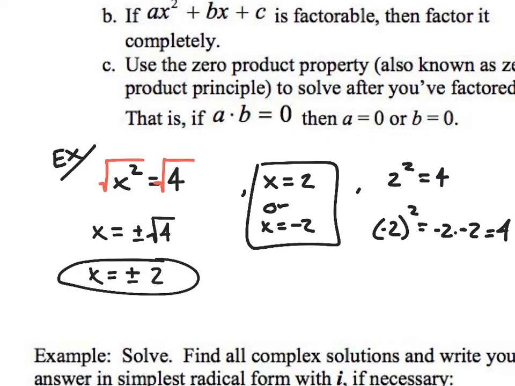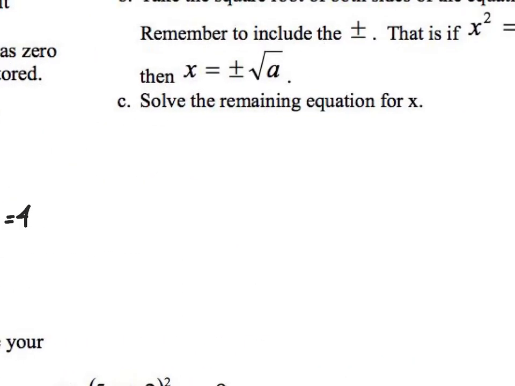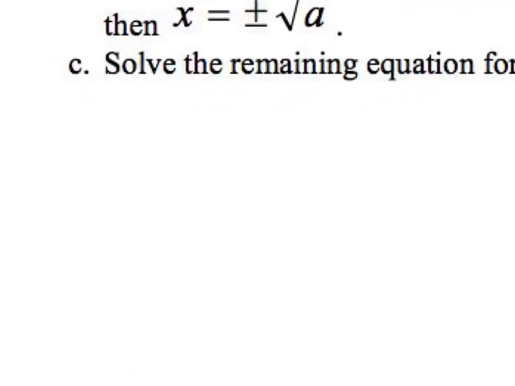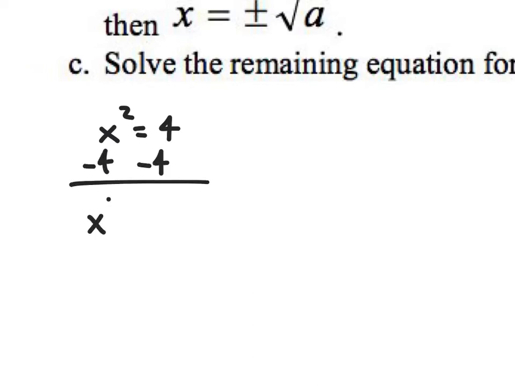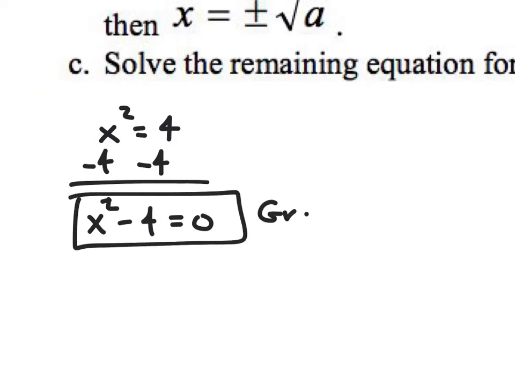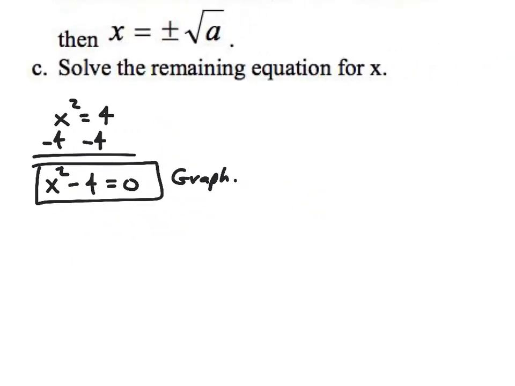Let's take a look at what this would look like graphically. If I wanted to graph the equation x squared is equal to 4, I want to set this equal to 0. So I'm going to subtract 4 from both sides, and so I get x squared minus 4 is equal to 0. This is what I'm going to put into my calculator and graph. I'm just going to plug this into Desmos real quick, and we're going to see where it crosses the x-axis.